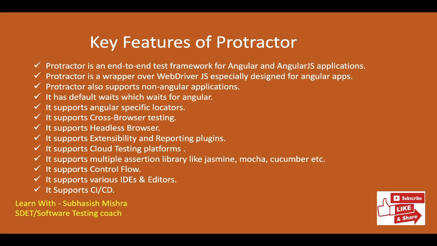It supports CI and CD. So once automation scripts are in place, we don't need to execute manually and monitor, right? Every time new code goes to the repository, the Protractor test should run automatically and get you the report. That means we need to automate the process.